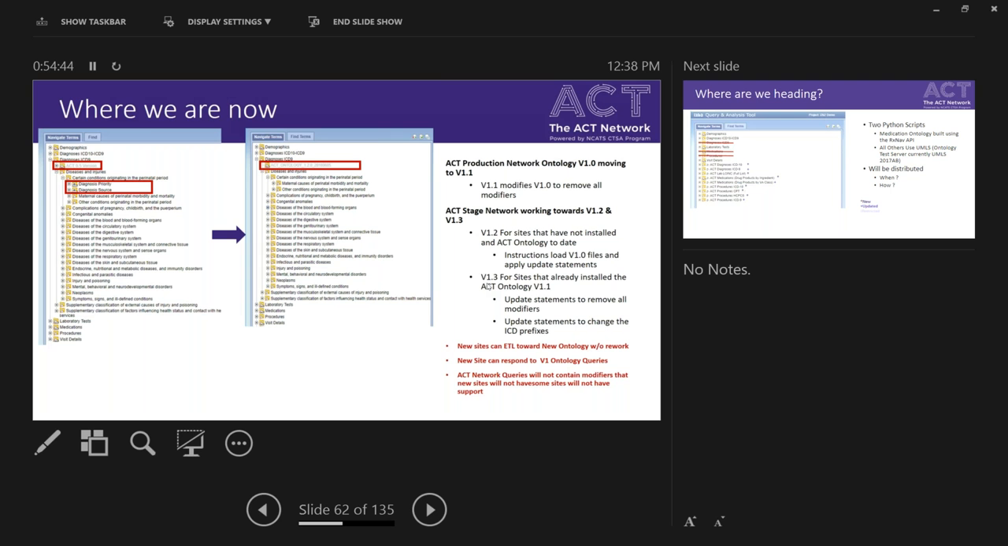So the basic ones, it's just diagnosis primary or secondary, and the meds are the ones that have the other modifier: dispensed, administered, and prescription or ordered. So those are the modifiers that are in the new ontology.